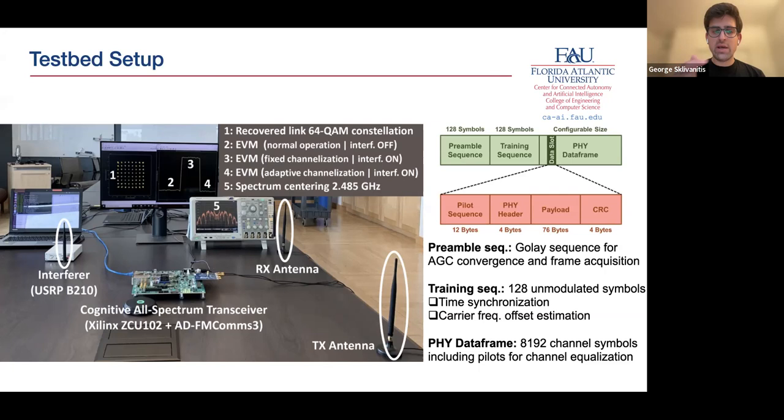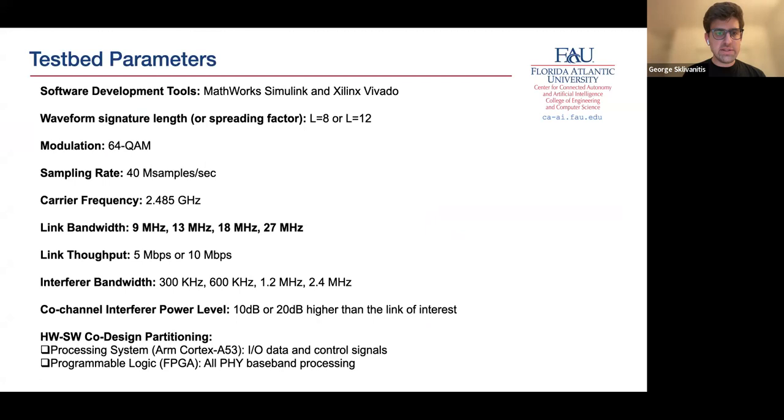These are the parameters of our testbed. Again, the carrier frequency is at 2.485 gigahertz. We have much higher modulation rates at 64 QAM. We have done experiments with different code lengths of 8 and 12. We have achieved link throughputs of 5 and 10 megabits per second. The interferer bandwidths are 300, 600 kilohertz, 1.2 and 2.4 megahertz. And the co-channel interferer power is 10 and 20 dB higher than the link of interest.